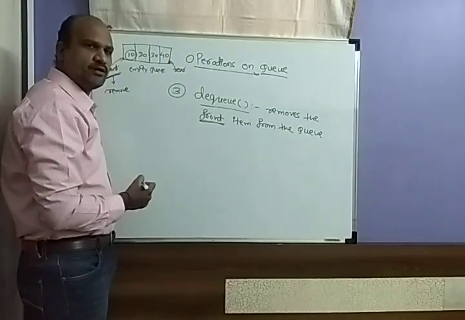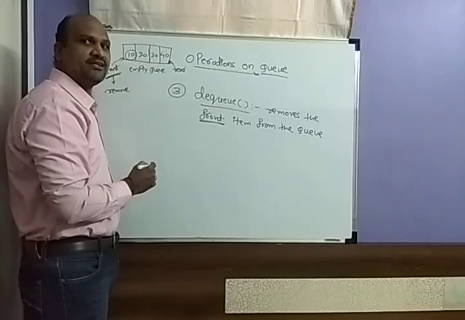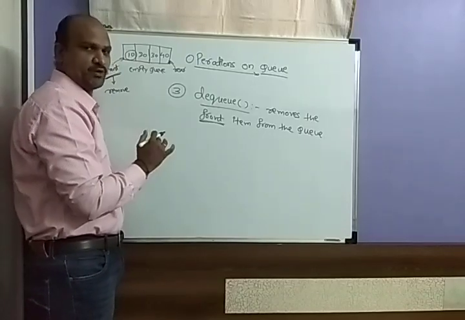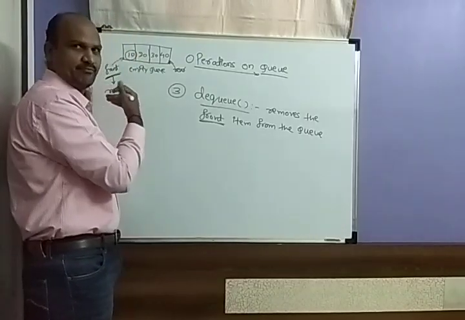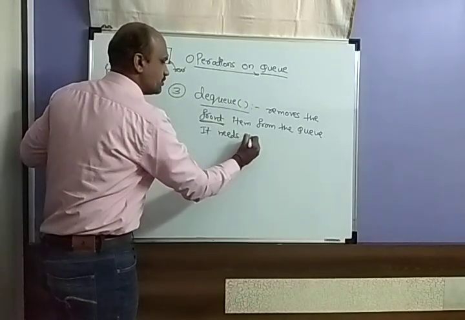Here it needs no parameters because the item is already present, and it returns the item, because you are deleting the item, so it needs no parameter.